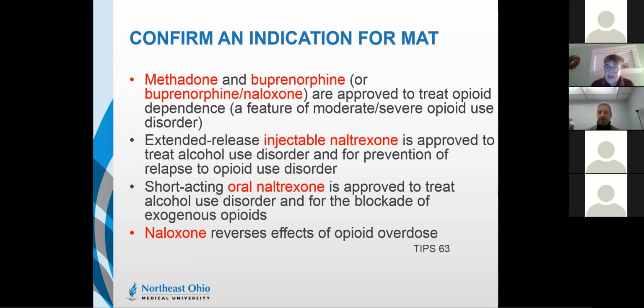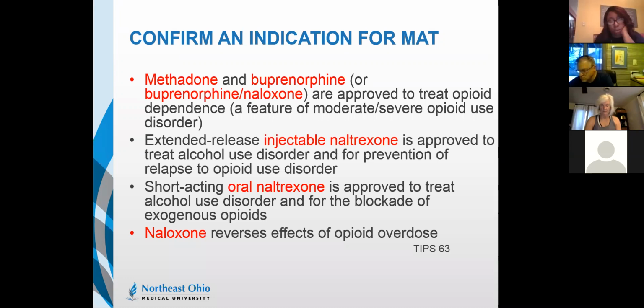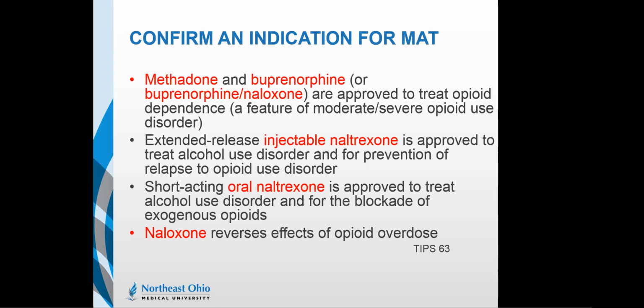So if we're going to provide treatment for people, we want to know that that treatment is indicated, whatever the problem is and whatever the treatment is. Here are indications for medication-assisted treatment from the point of view of the medications that we use. Methadone and buprenorphine naloxone are actually approved to treat not opioid use disorder, but opioid dependence, which is a feature of moderate to severe opioid use disorder. But as we know, it doesn't define that use disorder, and there are many patients out there who are opioid dependent, physically dependent, without having an opioid use disorder.